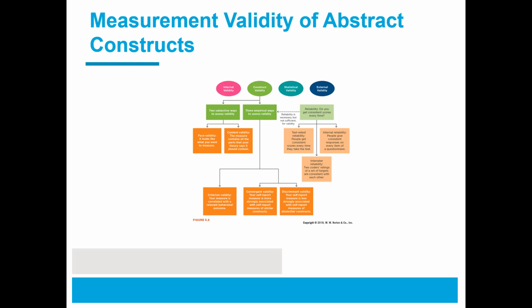We can see on this diagram the different types of validity that exist. We've talked in the past about some of these, such as internal validity, and here we're going to focus on construct validity and how we can break that down. I'm first going to talk about the 2 different subjective ways we can assess this, then discuss the 3 different empirical methods. Notice too how reliability, which we talked about before, is necessary but not sufficient for validity.